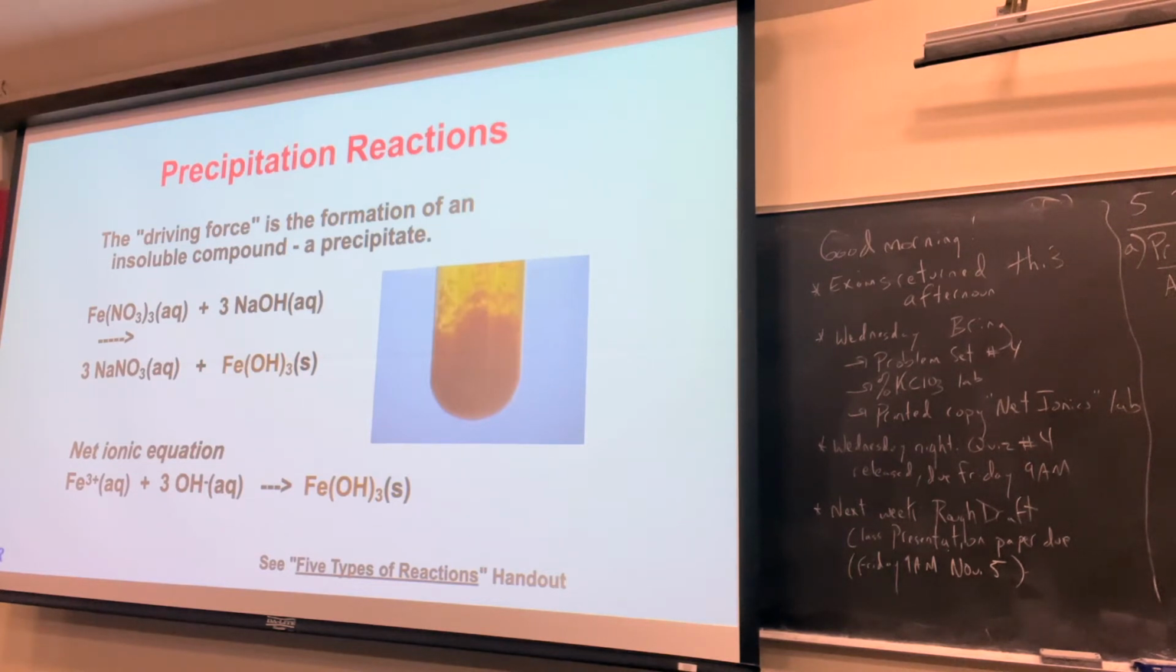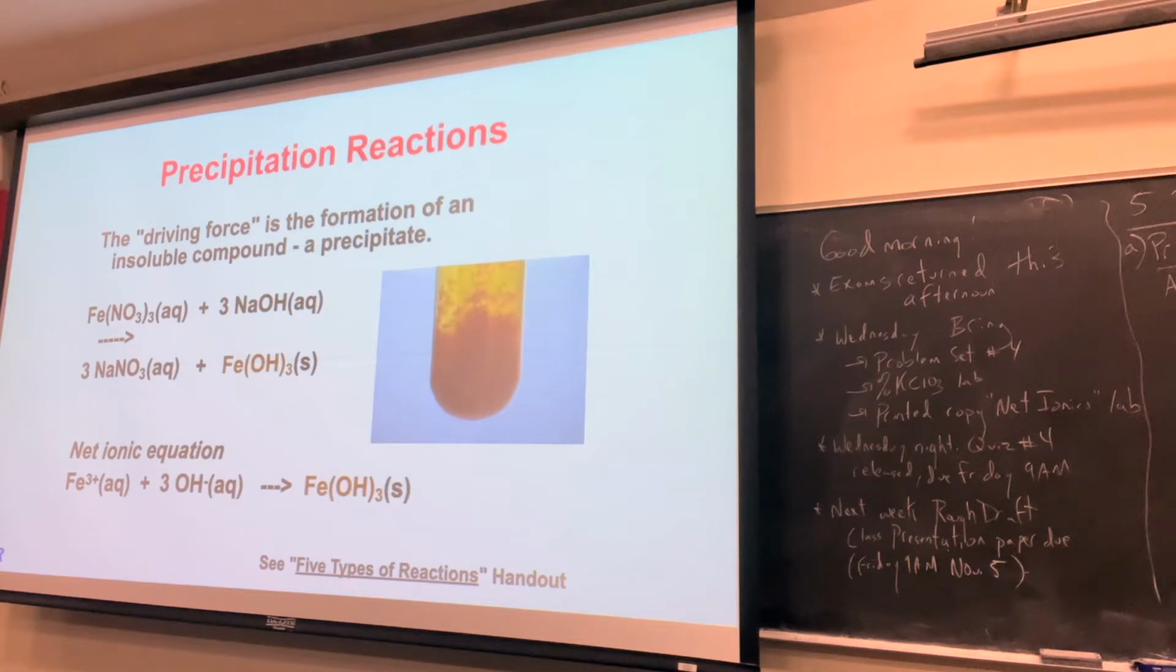Now, you have to make sure that the charges are the same. So this is iron plus 3 here, and it's iron plus 3 there. That's why you need 3 OH minuses to balance that iron plus 3. Same thing over here, Na plus and NO3 minus come together. And when you pull the spectators out, which are in this case sodium and nitrate ions, you end up with this net ionic equation.